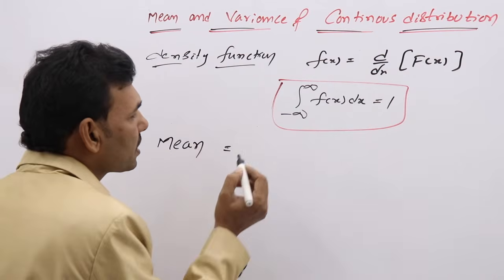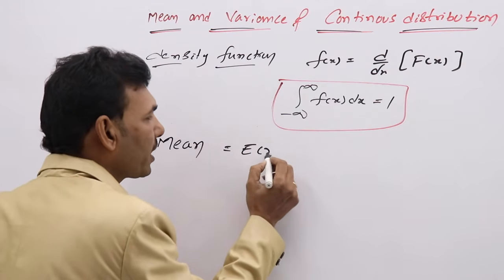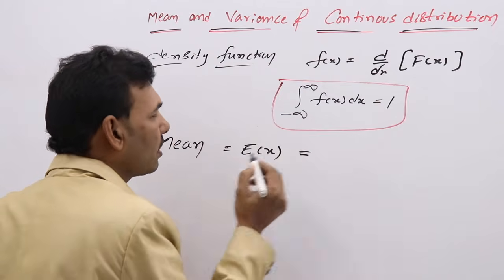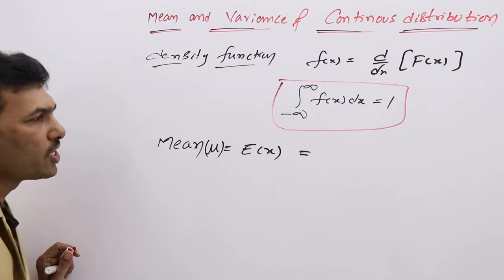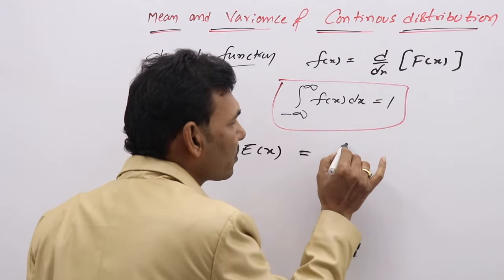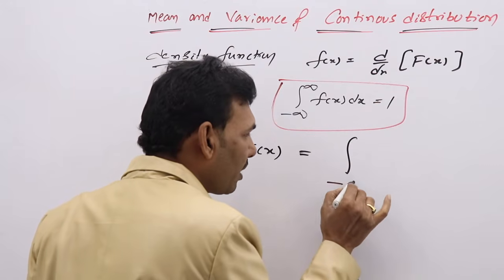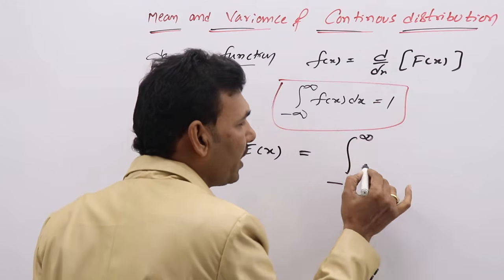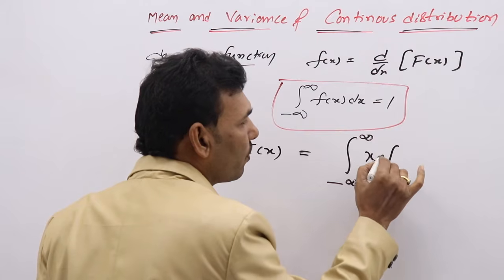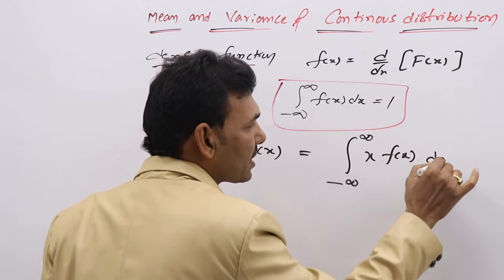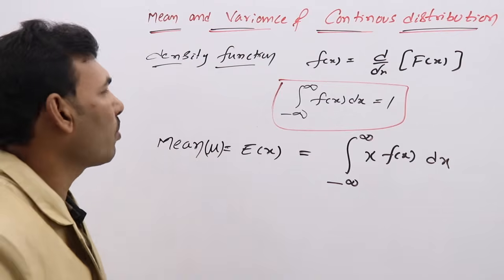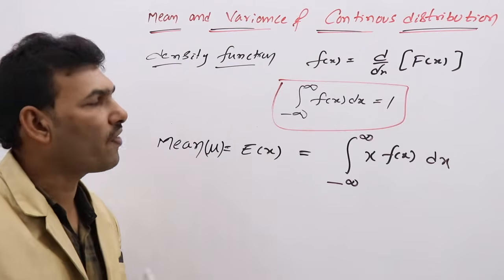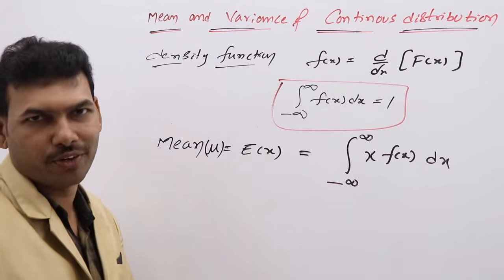The mean of the distribution is represented as expectation of x, or mu, the symbol of mean, which is called the average value: the integral from minus infinity to infinity of x into f of x dx. This is the formula for the mean in a continuous distribution when x lies between minus infinity and infinity.